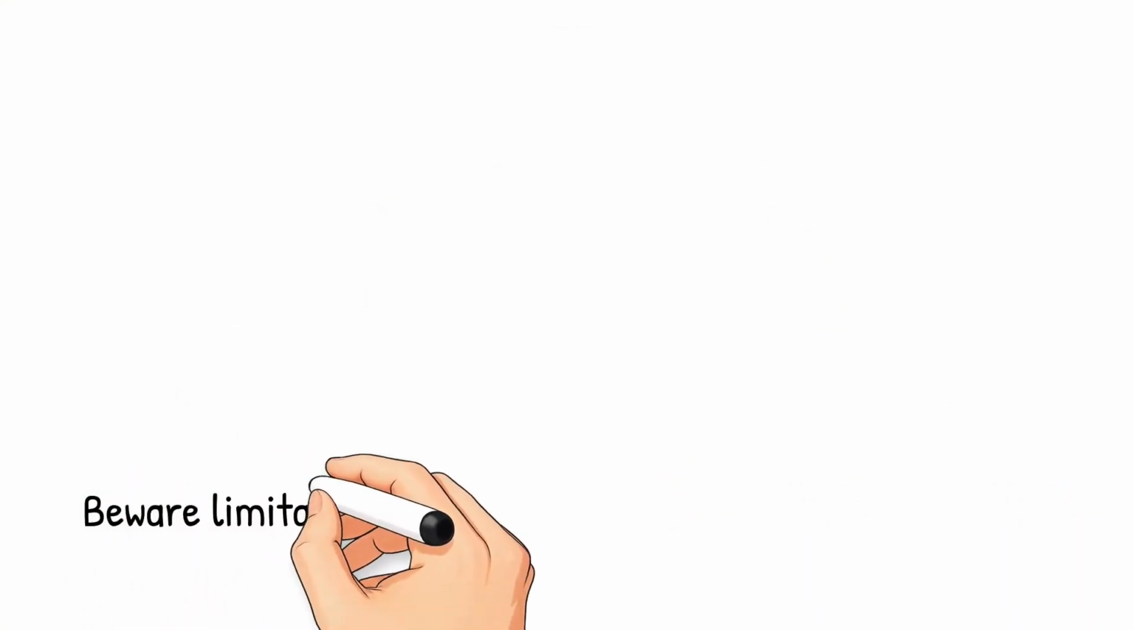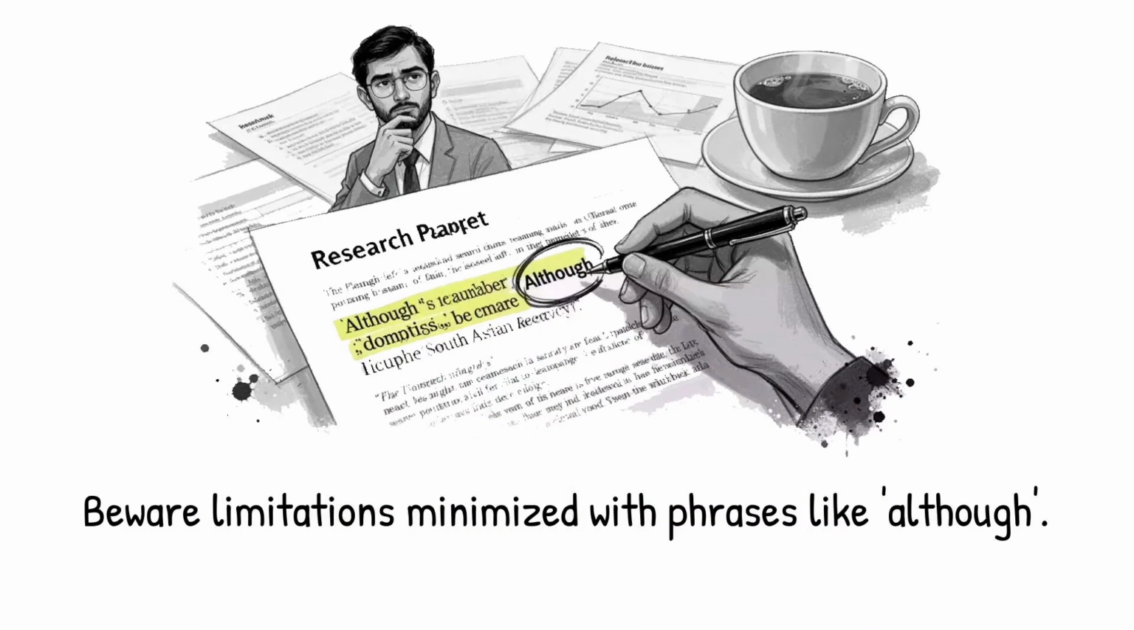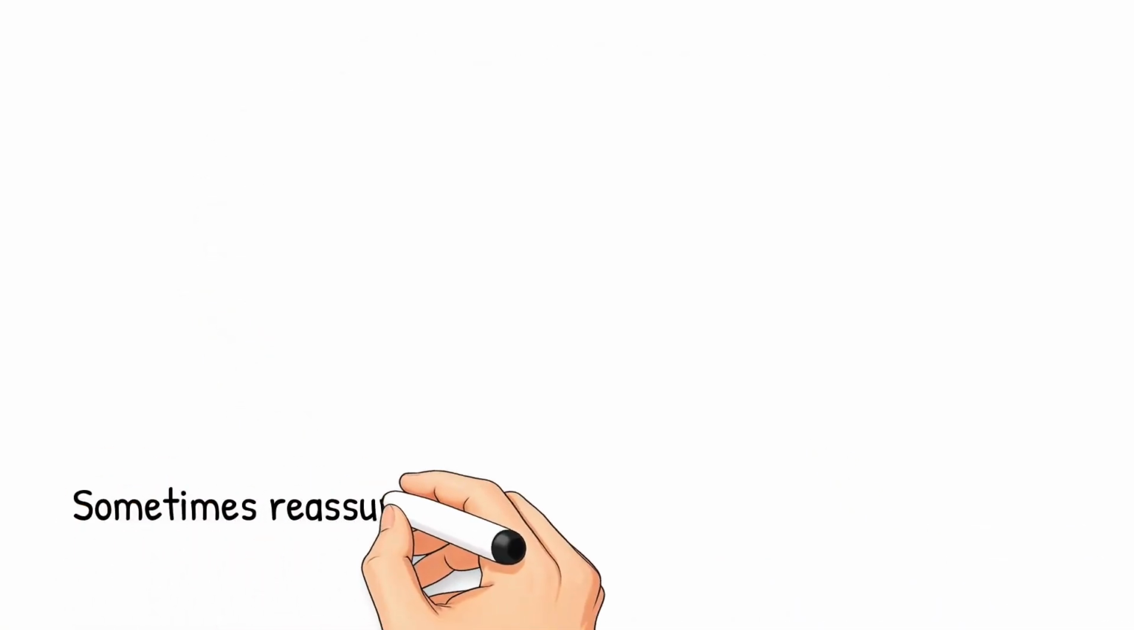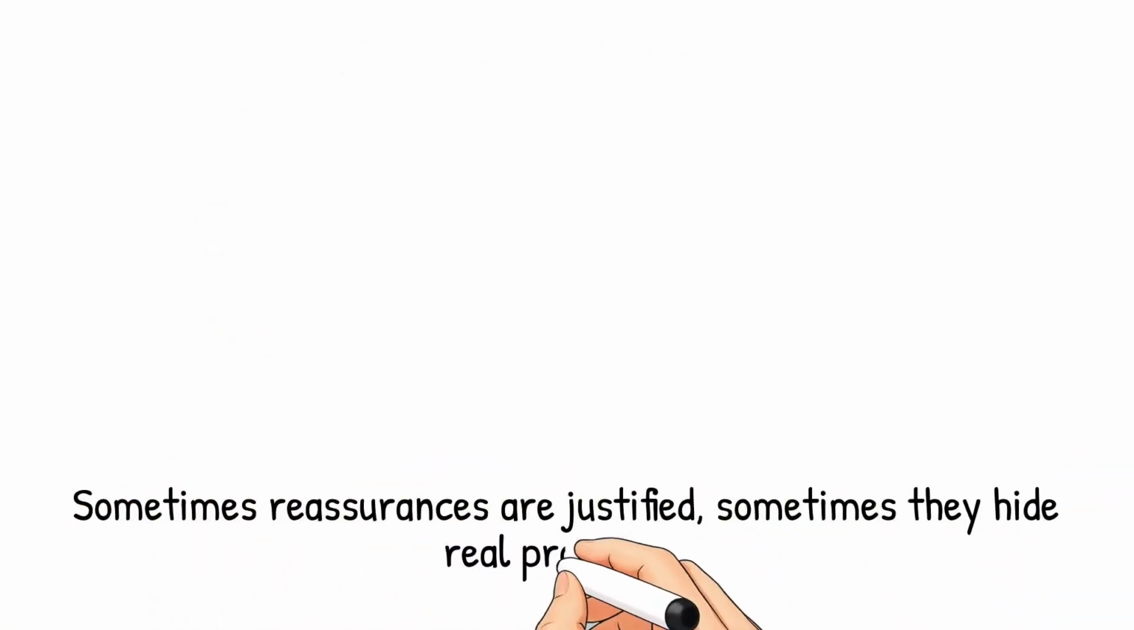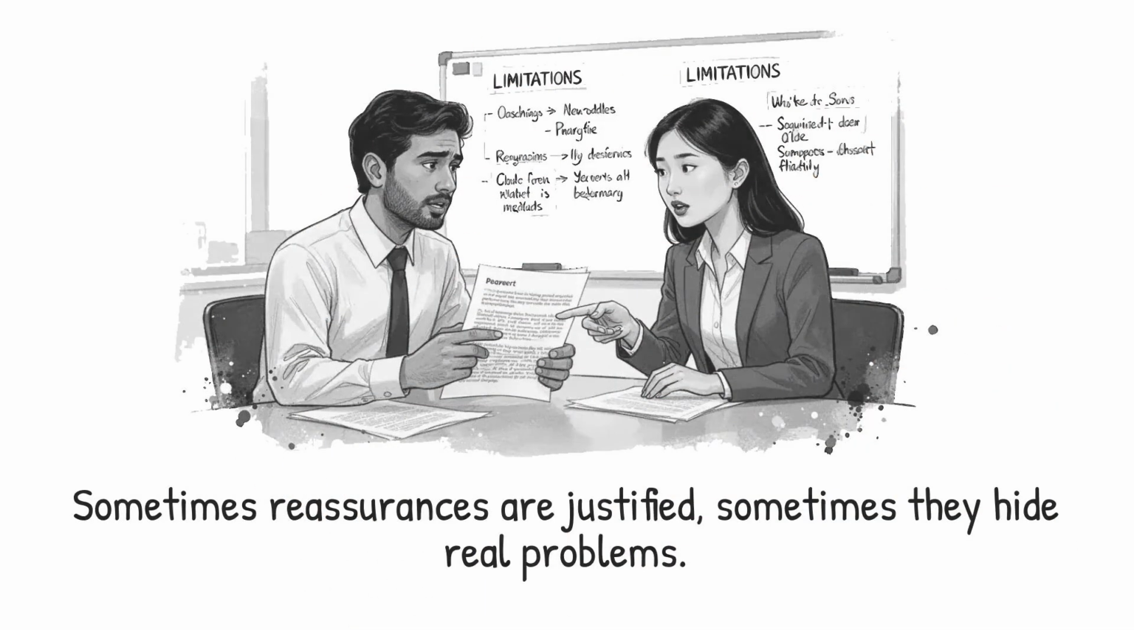A pattern worth watching for: a limitation mentioned in one brief sentence, immediately followed by a reason it doesn't really matter. "Although the sample size was small, the consistent trend suggests..." Watch especially for the word "although." It often signals the start of an attempt to soften a real limitation. Sometimes that reassurance is justified. Sometimes it's doing a lot of work to wave away a real problem.